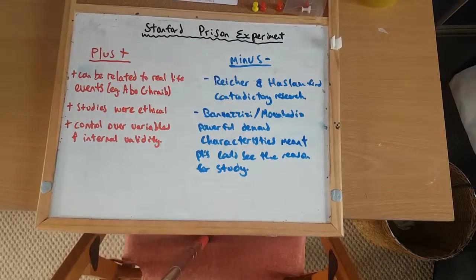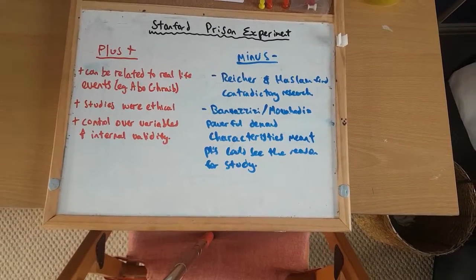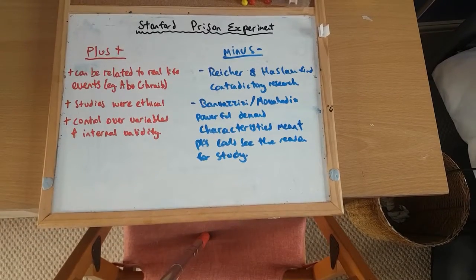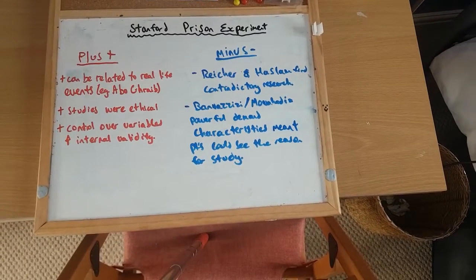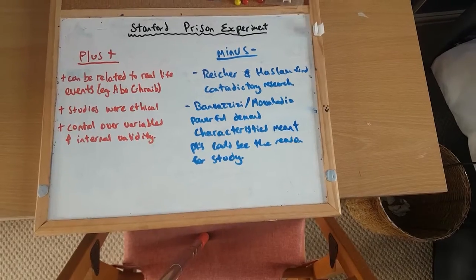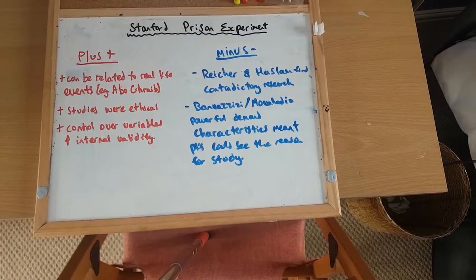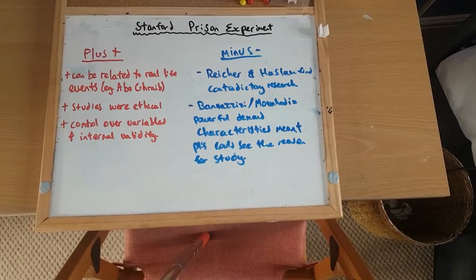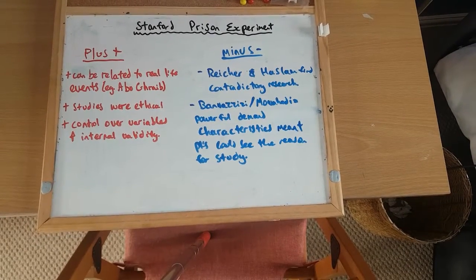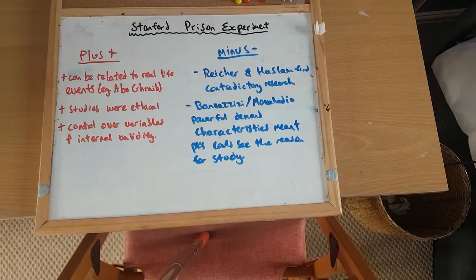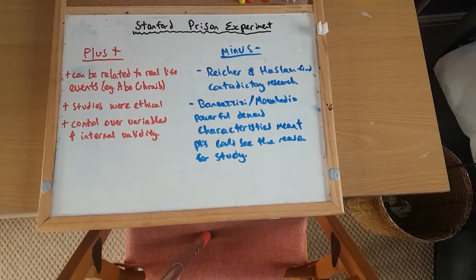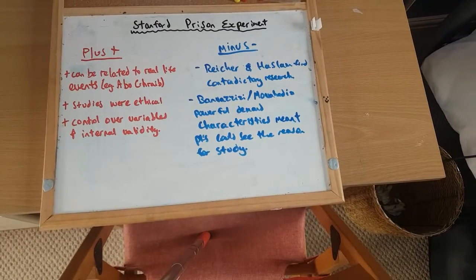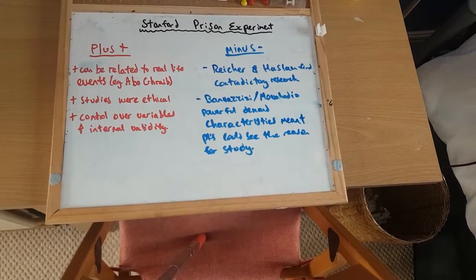Another advantage is the control over variables, which increases its internal validity. So these participants were volunteers, but they were selected. There was a group of volunteers, and then they were sampled, and their psychological and fitness, their overall health was tested to make sure that they were able to be carried out in such an experiment. And this meant it was easier to generalize to real world studies.